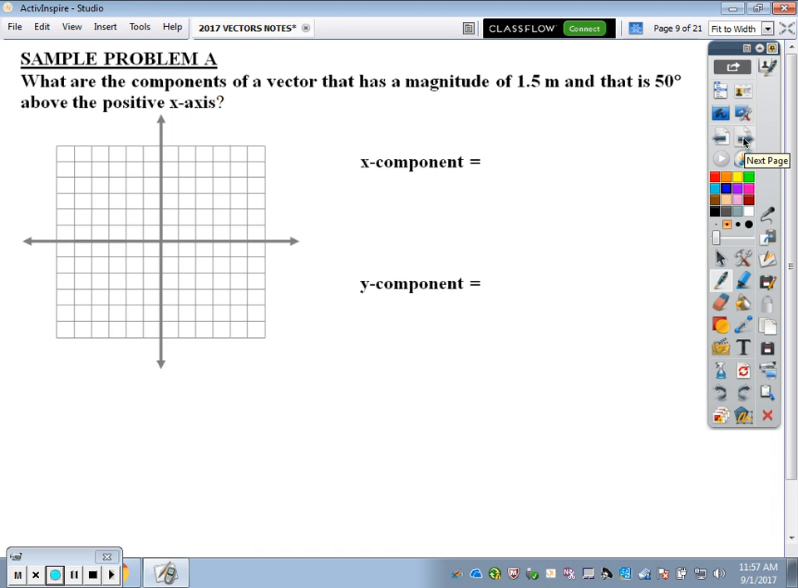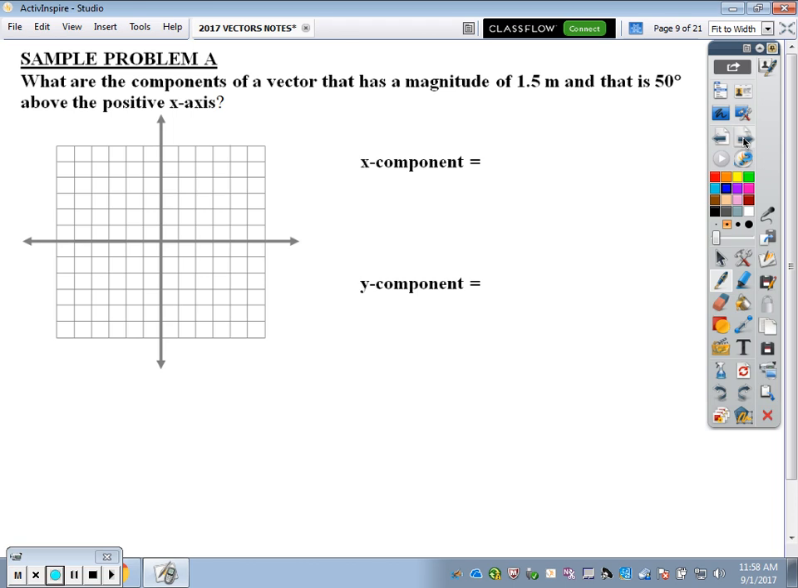So let's go to sample problem A. And I do ask, I know that some of the stuff that we're going to talk about, once you kind of catch on, we may be able to move forward. Just kind of hang tight and work with me. Okay? So, sample problem A: what are the components of a vector that has a magnitude of 1.5 meters that is 50 degrees above the positive x-axis?